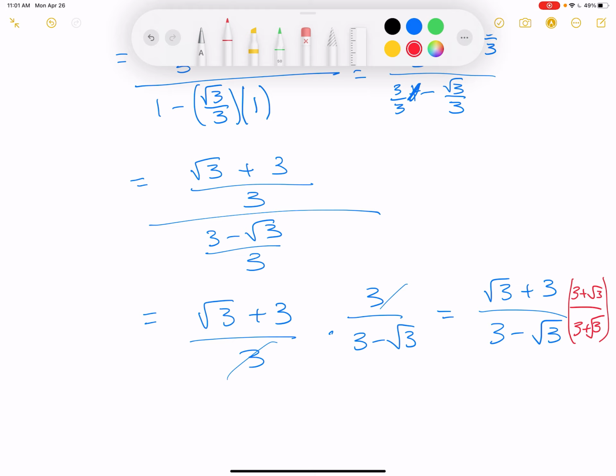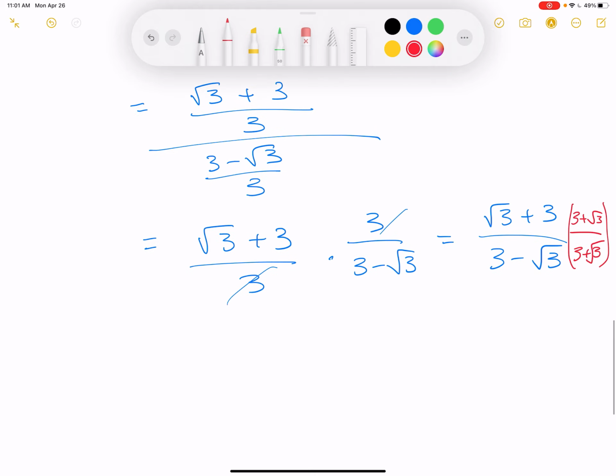Okay, I've got it written down now. All right, so now I'm multiplying. It might be easier to rewrite this top as 3 plus root 3. It might not stress you out so much if you write it in the same direction. I'm just saying it might help you a little bit to rewrite it.